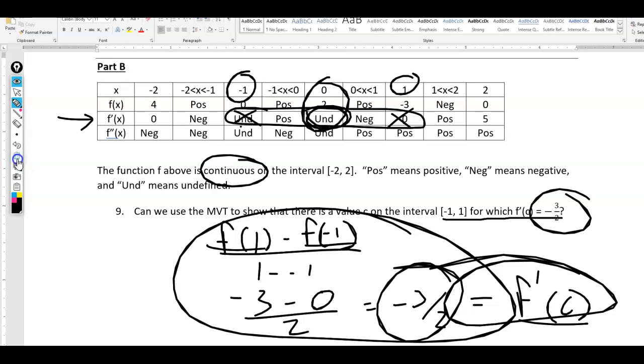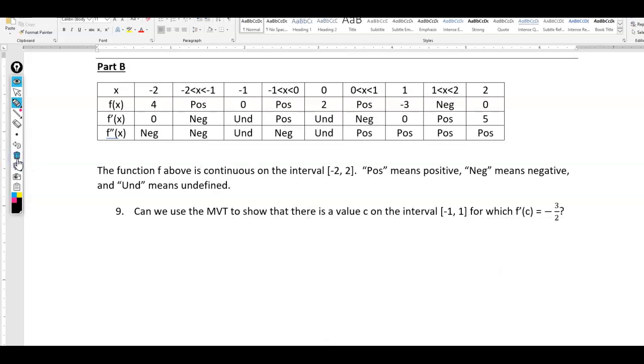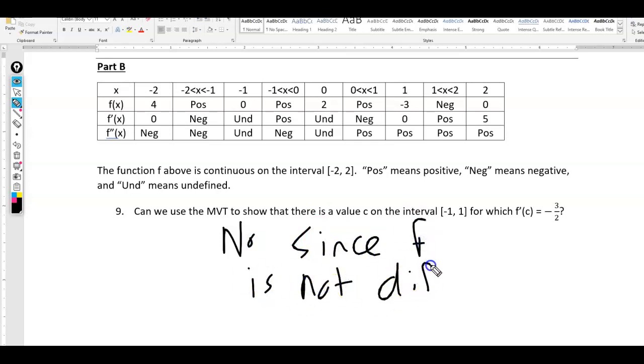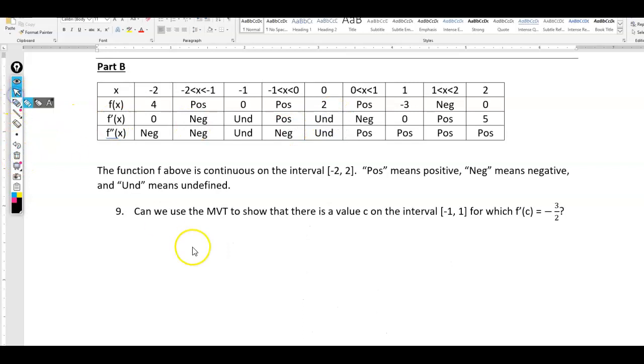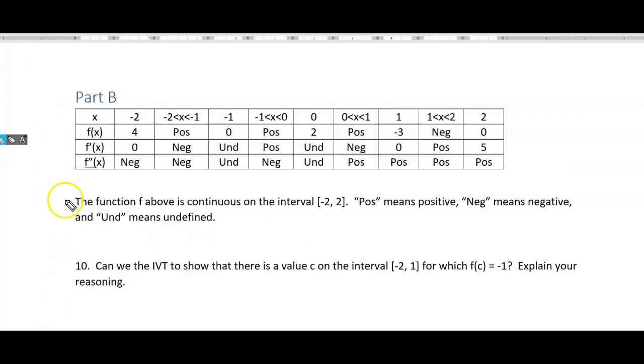So here's how you would answer this question. You don't actually need to show the math at all on this. You can just say no, since f is not differentiable on the interval -1 to 1. It has a discontinuity in its derivative. Okay, so that's number 9.